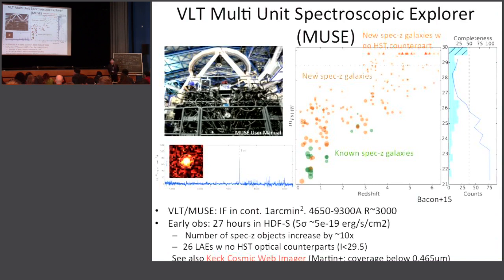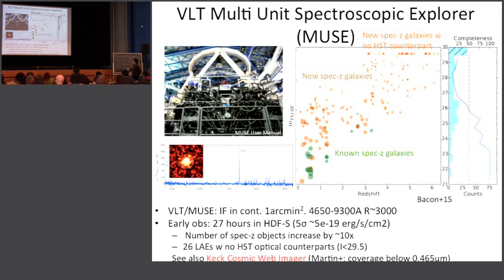And another important instrument is VLT MUSE. VLT MUSE is a wonderful instrument, an integral field spectrograph covering one square arcminute completely, and covering 0.7 to 0.93 micron, with reasonably good spectral resolution. As many of you know, the first MUSE survey data spent a 27-hour integration in the Hubble Deep Field South. The Bacon et al. paper shows a nice plot here.